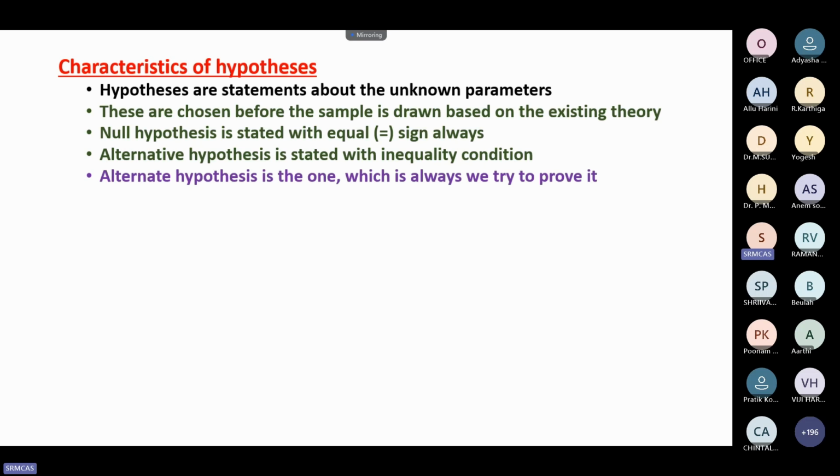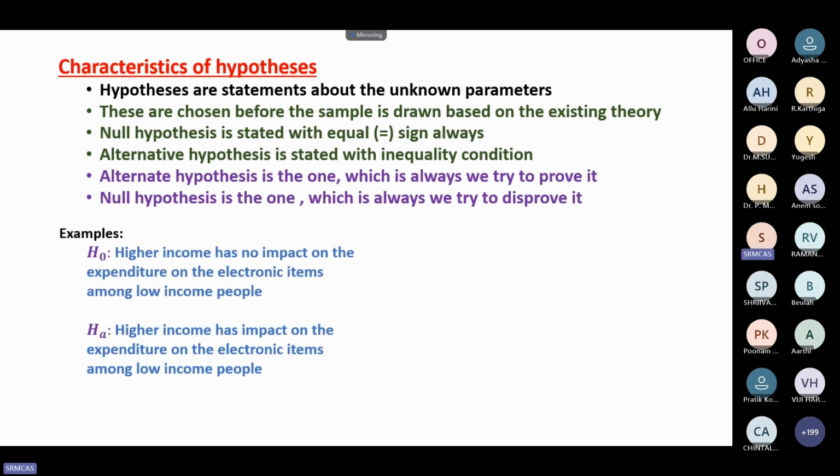Also, the alternative hypothesis is the one we always try to prove. Whenever there is an intervention or an introduction of technology, whatever we are doing, we expect some improvement or development due to those activities. In such situations we try to prove the alternative hypothesis and disprove the null hypothesis, because the null hypothesis says that there is no improvement. So the null hypothesis is the one we always try to disprove.